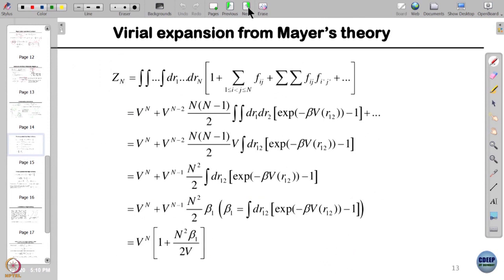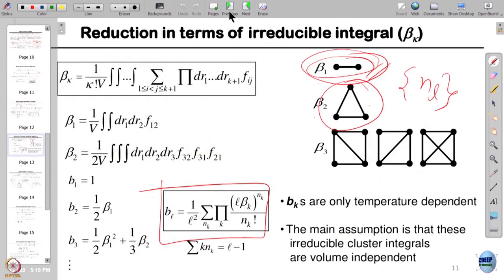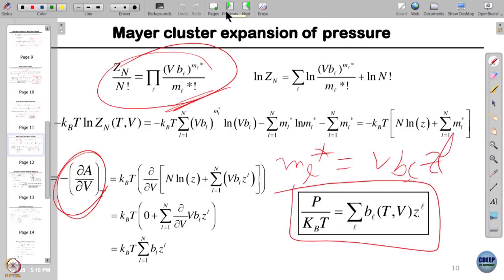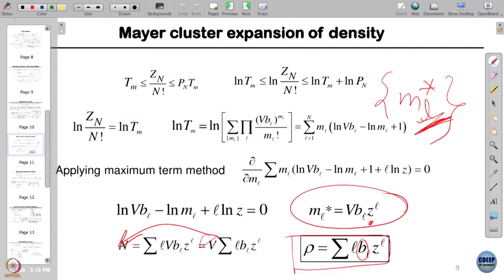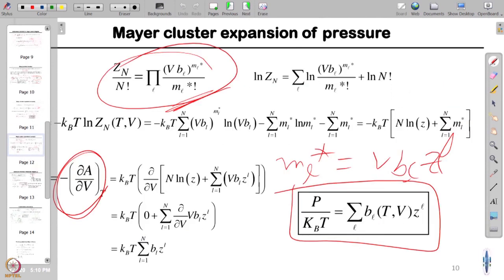Then the next thing was a wonderful thing, that is a virial expansion of Meyer's theory. So, Meyer then went on to show that in a low density or large volume, he can work his theory around and show that the free energy, the partition function and the pressure have an expansion in density, which essentially comes from these two things. One is pressure is the sum of BL Z to the power L, and density is the sum of L BL ZL.